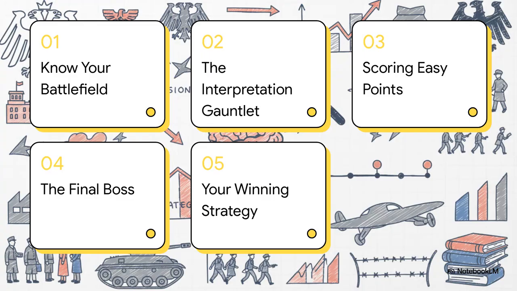And here's our plan of attack. First up, we're going to survey the landscape and know your battlefield. Then, we'll tackle what I call the interpretation gauntlet. After that, we'll focus on scoring easy points to build up some momentum before we face the final boss, that huge 12-mark question. And finally, we'll wrap it all up into your winning strategy.